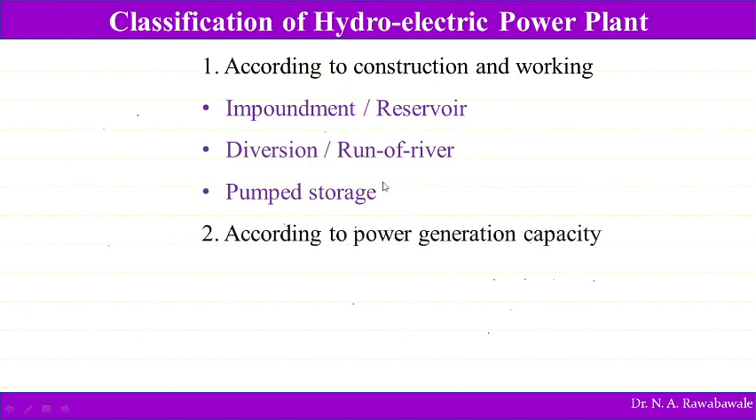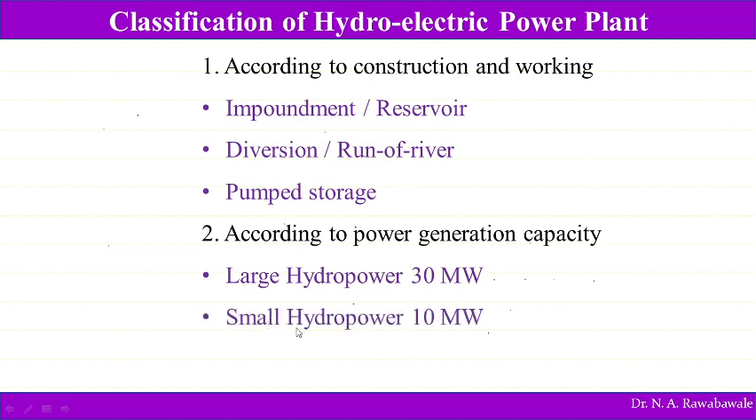Then the second category of classification is according to power generation. Large hydropower is where the power generated is above 30 megawatt. Then small hydropower is where the generating capacity is 10 to 30 megawatt. And a micro hydropower plant is only of 100 kilowatt, not in megawatt.